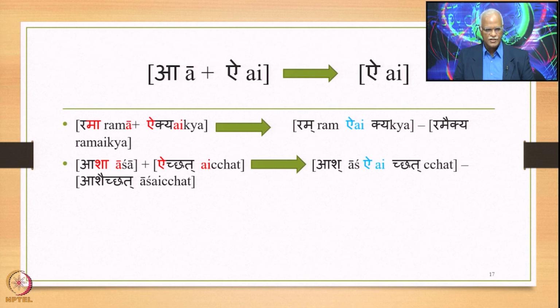Then we have Asha followed by Aichat. These are two separate padas, Asha followed by Aichat. So Asha has got A at the end and Aichat has got I at the beginning. They are in the Samhita mode. So we have A plus I here as an input and 6188 applies there and the output generated is Ash, I and Chat, Ashaichat.